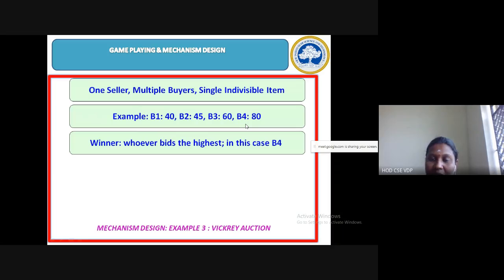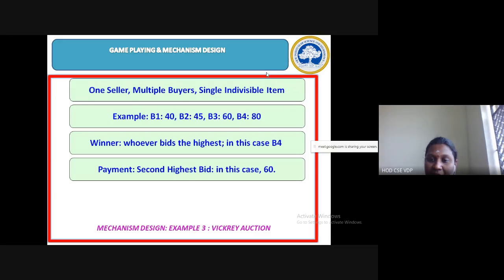All your tenders and e-procurement websites implement these Vickrey auctions. Here, with 84, this person gets the offer, but the amount he has to pay is the next bid, which is 60 rupees. This is typically called a Vickrey auction, and it is a kind of mechanism design. How do you select a particular buyer for a single indivisible item? That is auctions, and the most commonly used method is the Vickrey auction.